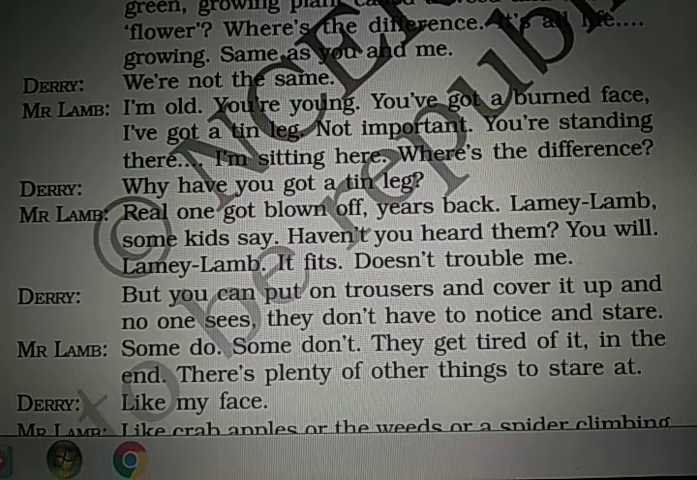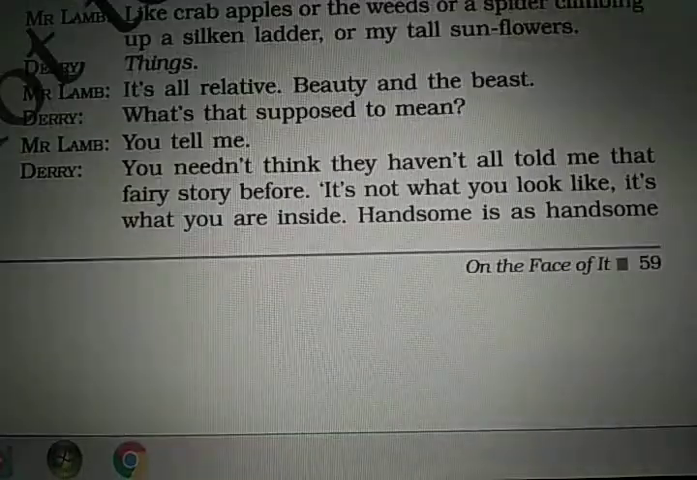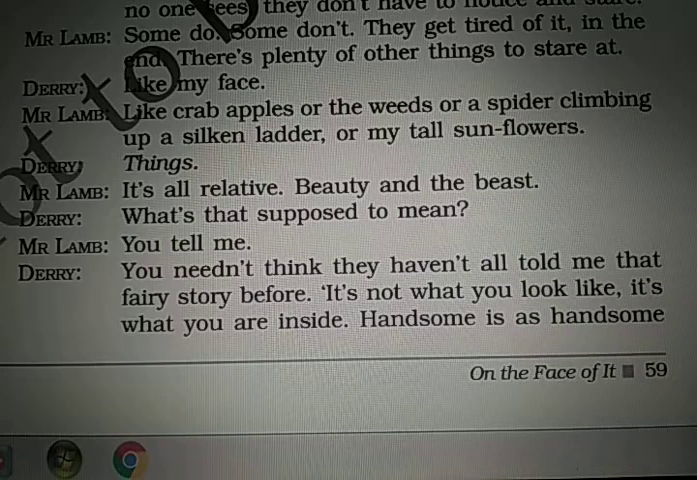So he says here that nobody has this much time to pay attention only to our handicaps. They don't have to notice and stare. They get tired of it in the end. There are plenty of other things to stare at, because people do not have time to look only at my blown off leg. There are many things around to stare at. Like my face, Daddy says, as my face is, it is to be stared at by all. Mr. Lamb says, like crab apples or the weeds or a spider climbing up a silken ladder or my tall sunflowers. There are many other things. People stare at them, they look at them. Crab apples are there, weeds are there. A spider climbing up a silken ladder, you can see them, enjoy it. There are my tall sunflowers.